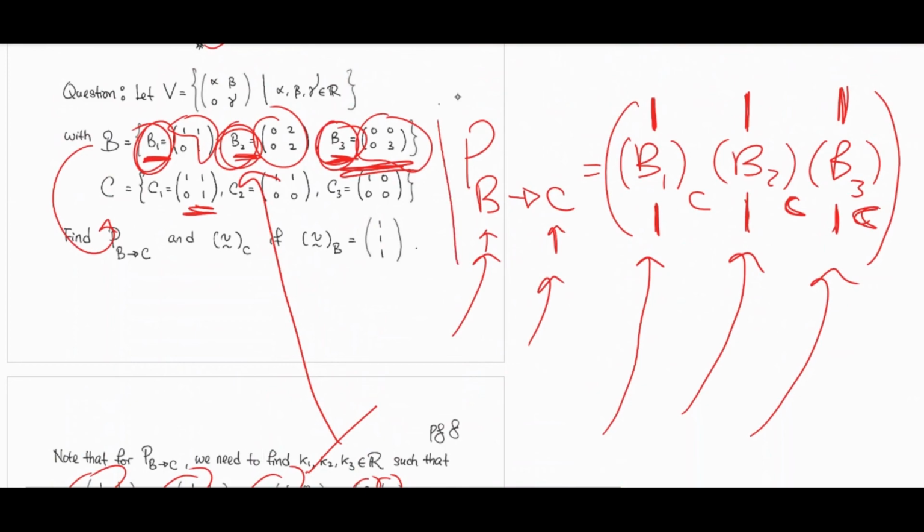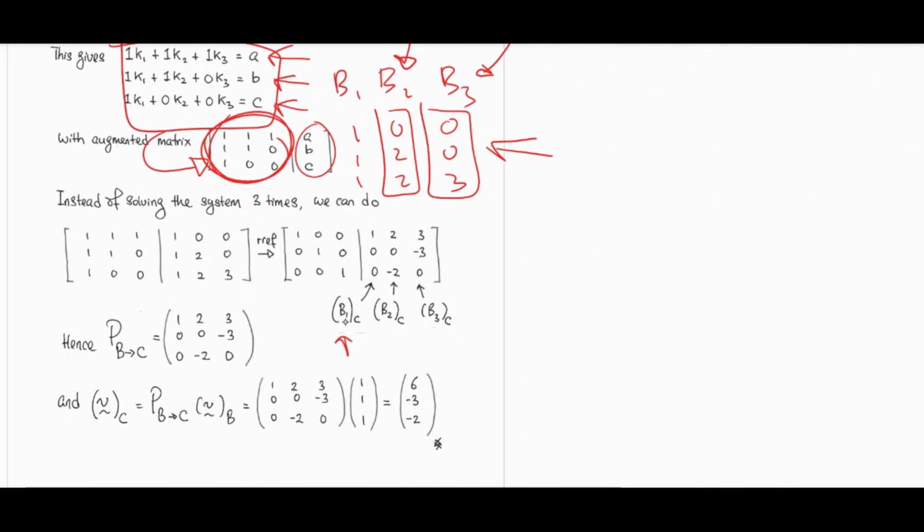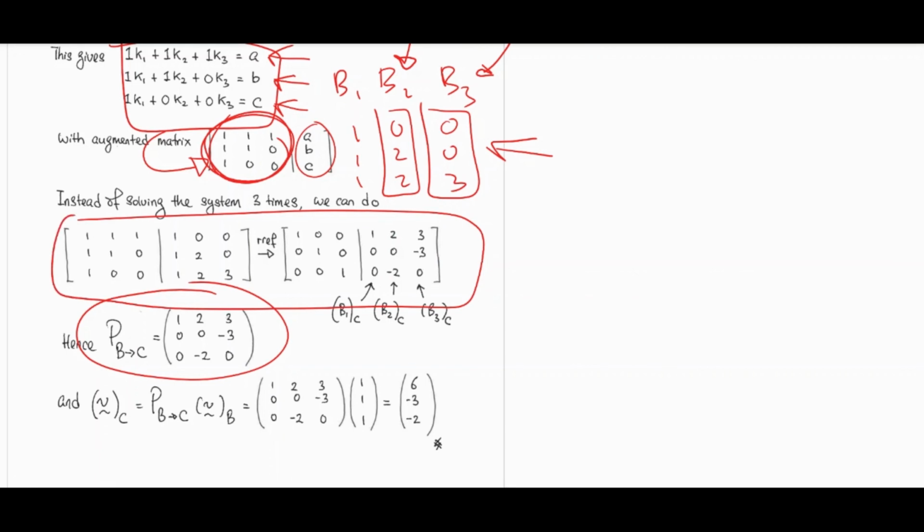So it turns out that this matrix that you obtained right here is exactly the transition matrix that we want to find. Okay, so this is a shortcut. Sometimes we can do that. Sometimes if you need to solve a system of equations multiple times with different A, B, and C, but the coefficient matrix is always the same, you can put them like that so that this one gives you the answer for that system, this one gives you the answer for that system, and this one gives you the answer for the third system.